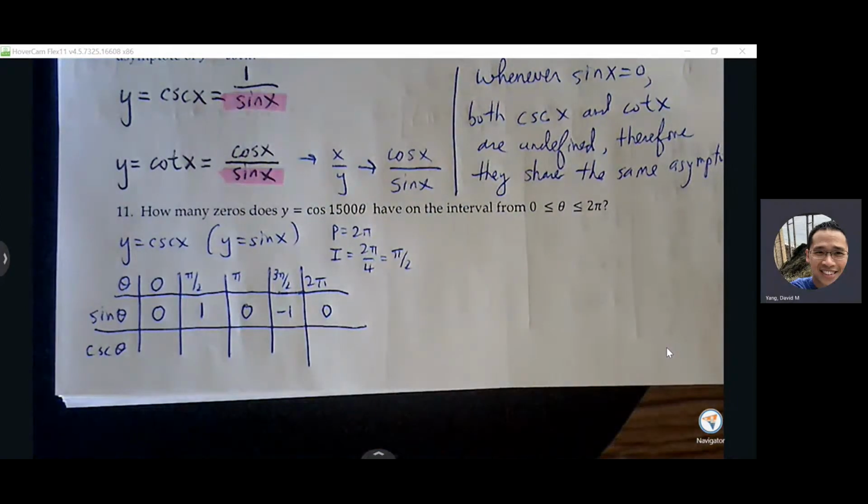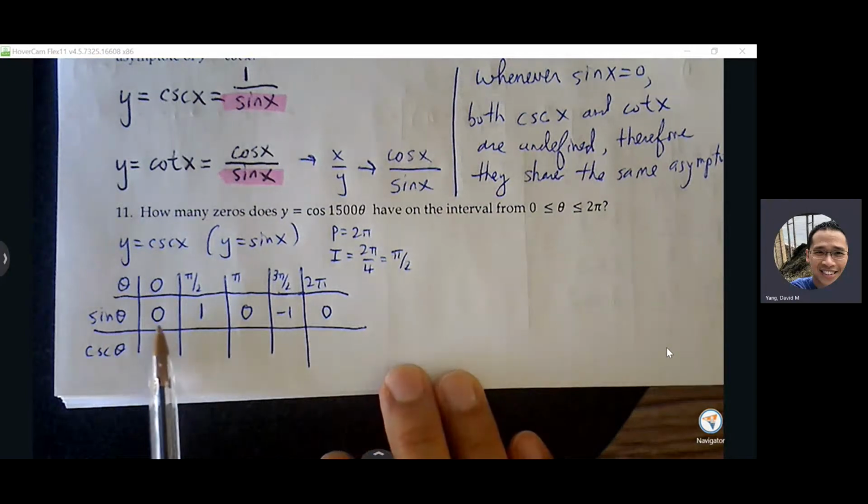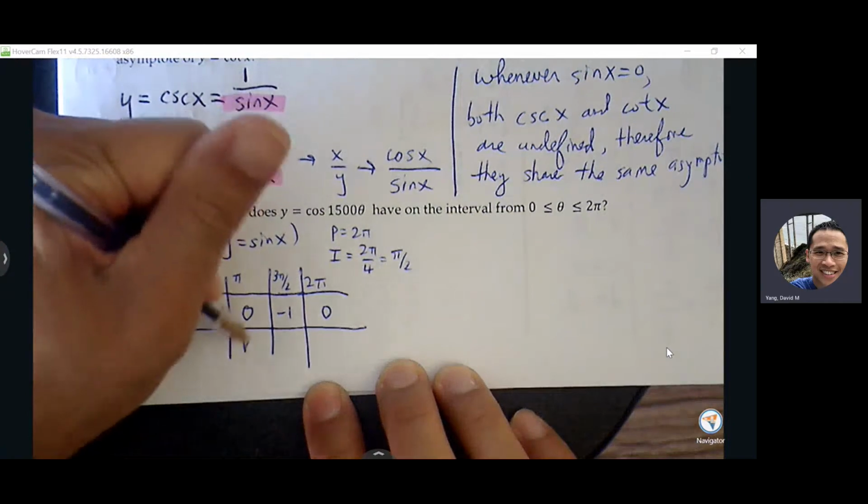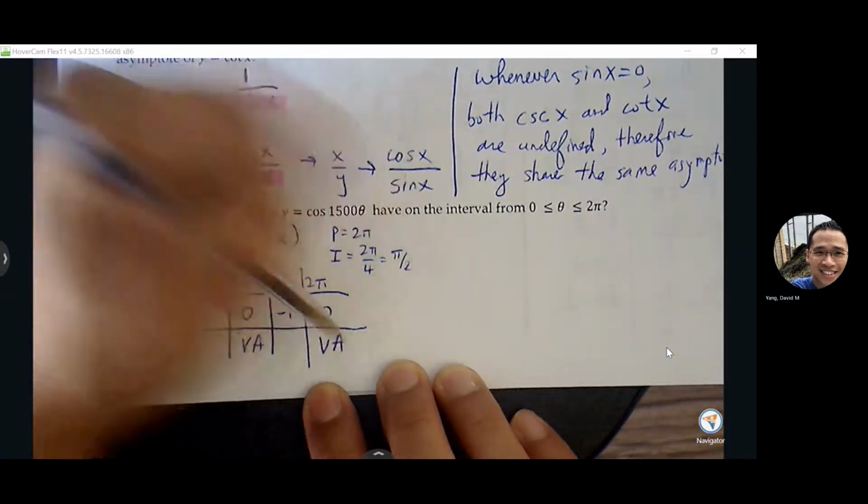Now for the cosecant graph, where are the vertical asymptotes lining up? Wherever the graph touches the midline, right? So we know the vertical asymptotes are here, here, here.